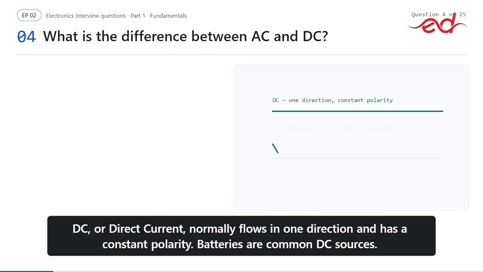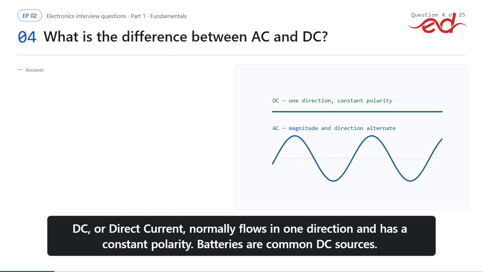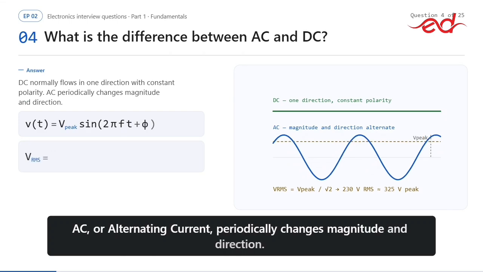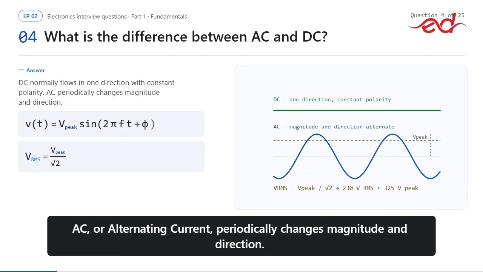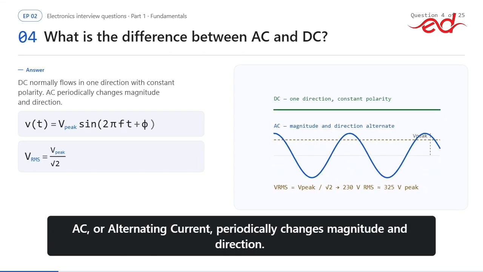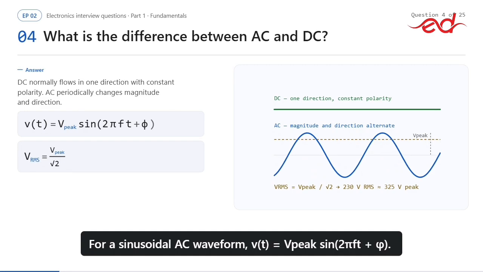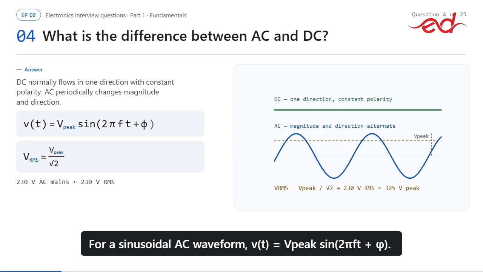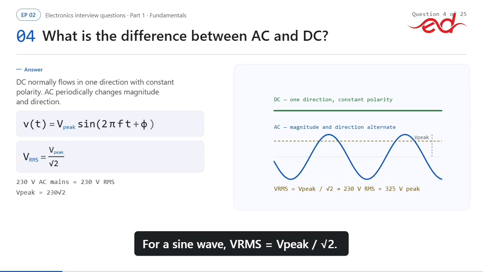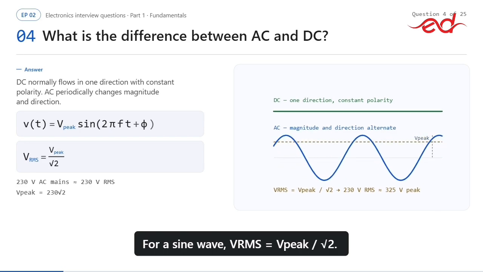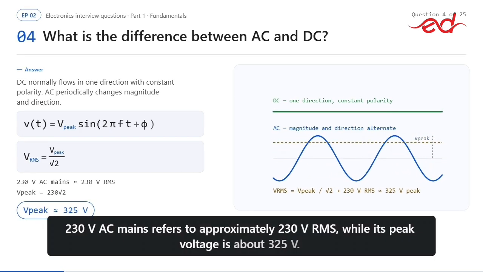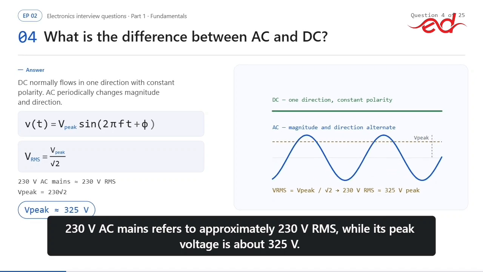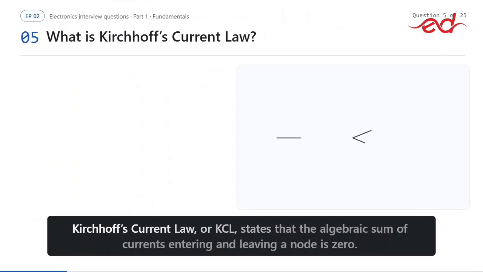Now coming to the next question, what is the difference between AC and DC? DC or direct current normally flows in one direction and has a constant polarity. Batteries are common DC sources. AC or alternating current periodically changes magnitude and direction. For a sine wave, Vrms is equal to V peak by root 2. For example, 230 volt AC refers to approximately 230 volt RMS, while its peak voltage V peak is equal to 230 multiplied by root 2, which is approximately 325 volt.